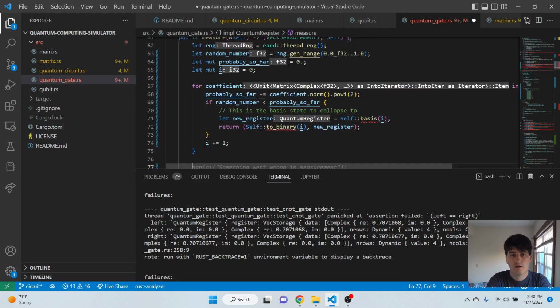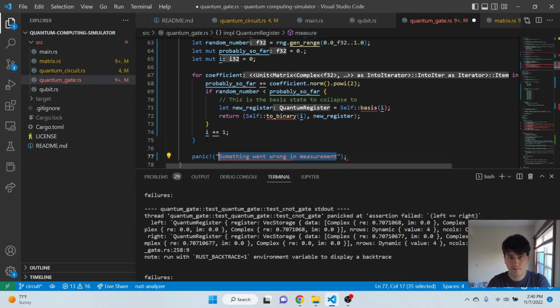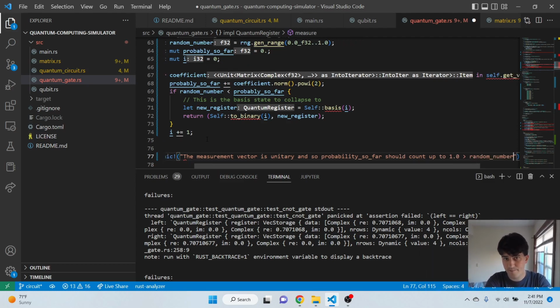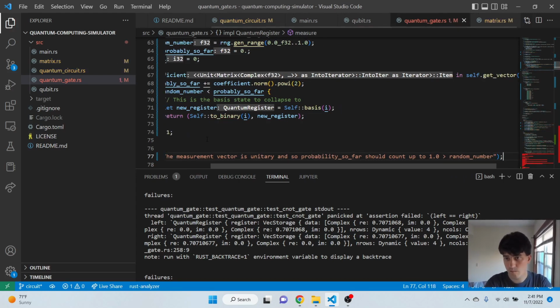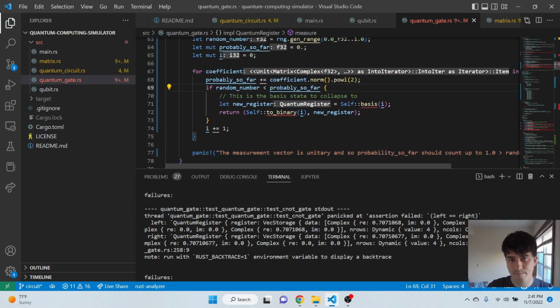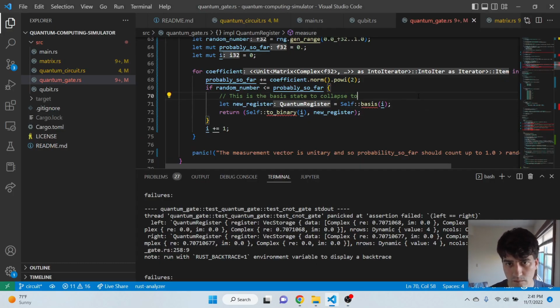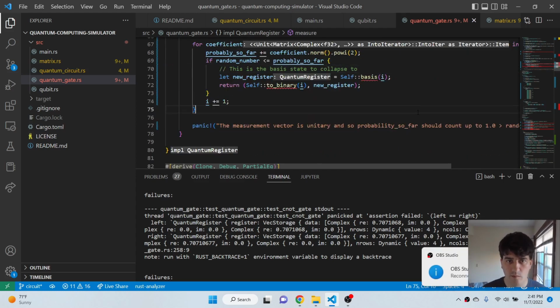Happens, and if we get to here, then we should panic. The measurement vector is unitary, and so probability so far should count up to 1.0, which is greater than random number. Okay. So we'll deal with those in a couple minutes.